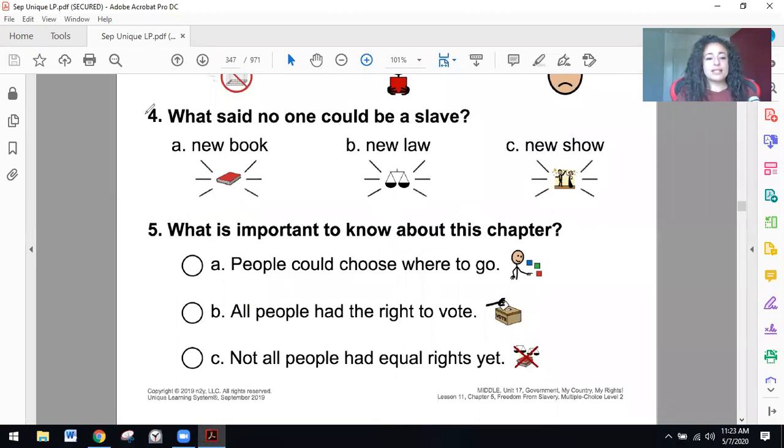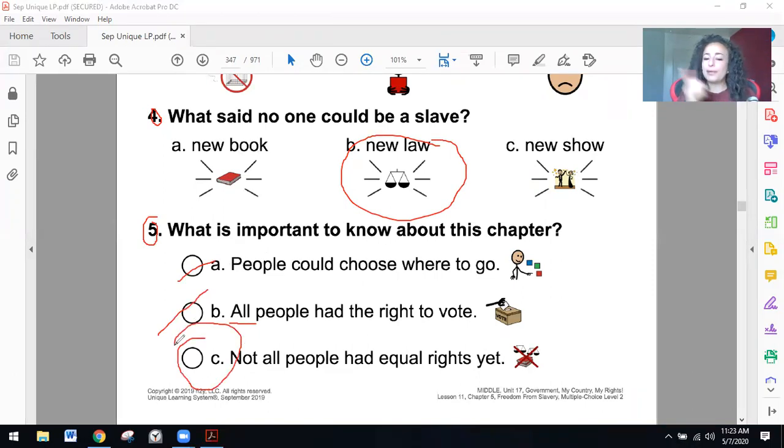We have what said no one could be a slave. A new law said no one can be a slave. And number 5, what is important to know about this chapter? This is a tricky question, guys. People could choose where to go. Some people, okay, not all people. So we're not gonna click on that. All people have the right to vote. The key is all, and the answer is no. Some people, the answer is C, guys. Not all people had equal rights yet. Okay?